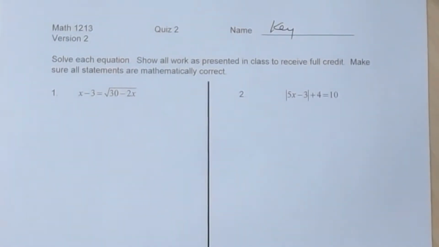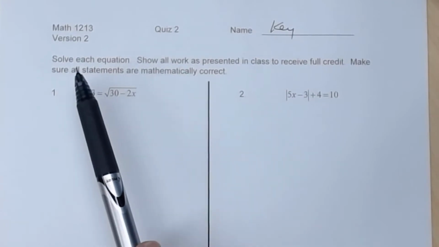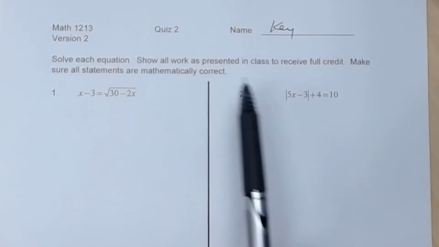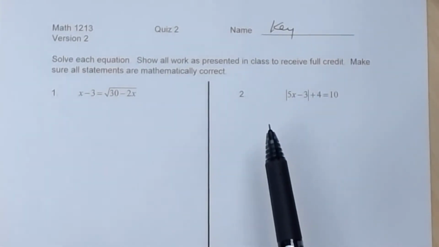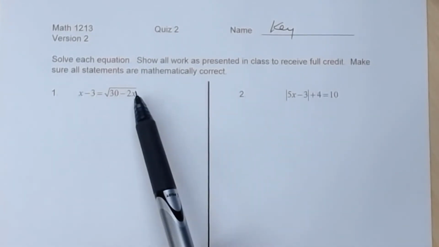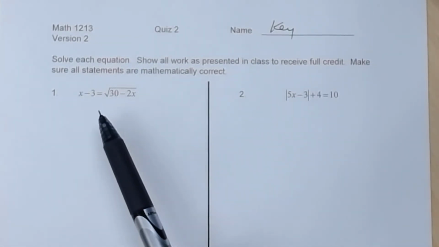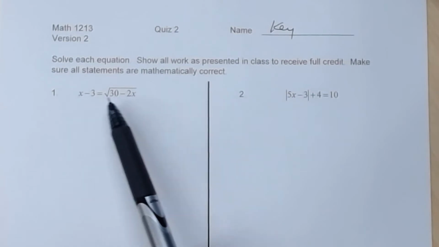This is the key to quiz 2, and this is version 2. In the first problem, first of all, the direction says solve each equation. You must show the work as presented in class to receive full credit, and make sure all statements are mathematically correct. All right, so number 1, you have this radical equation.